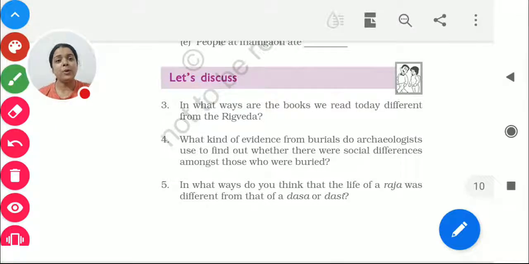But when we talk about Das and Dasi, we find that they were the people who were the properties of the rulers. They were the properties of other people. So Das and Dasi could not do anything. They had to do whatever was told by the owner, because they were the property of the owner. So Raja was a free person, the leader, and Das and Dasi could not do whatever they wished to.